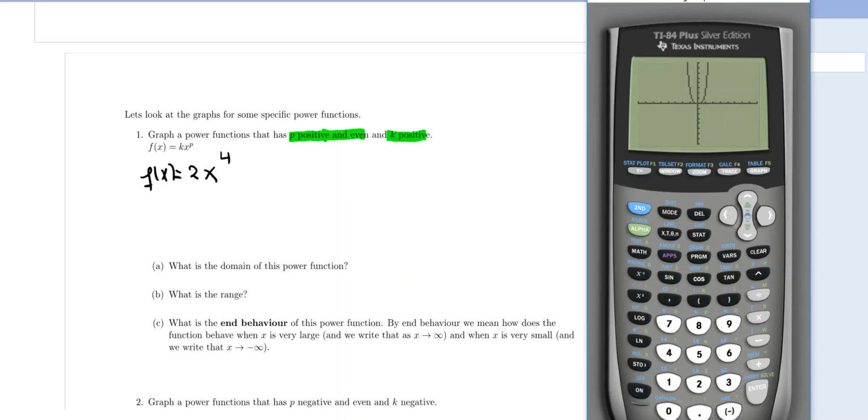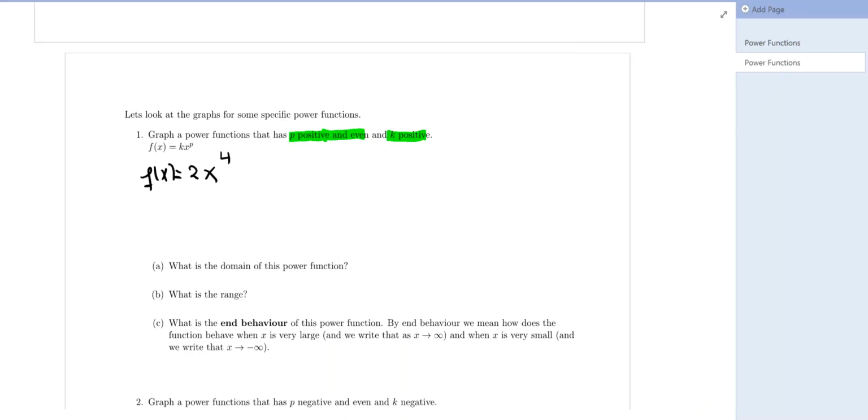So if I wanted to graph it, let's put the graph right here. So the graph is basically a parabola, more flat at the origin. This fourth power basically means that it's flatter at the origin than a regular parabola, like 2x squared. This is your x and this is your y. Alright, so this is how it looks.